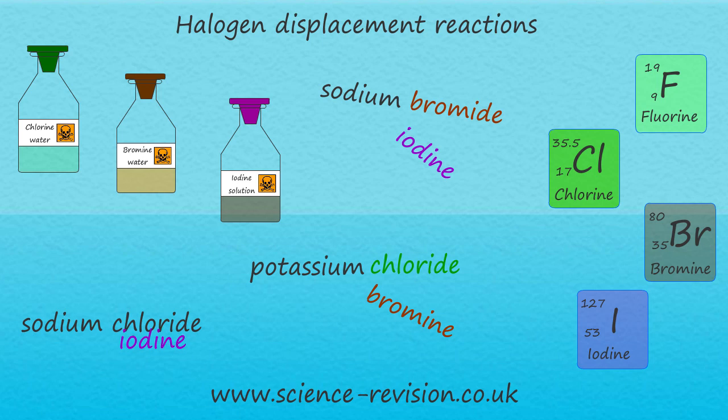Hi, in this video we will look at halogen displacement reactions using chlorine water, bromine water and iodine solution and the colour changes that can accompany these reactions.